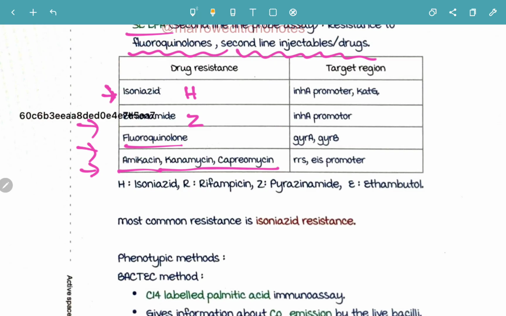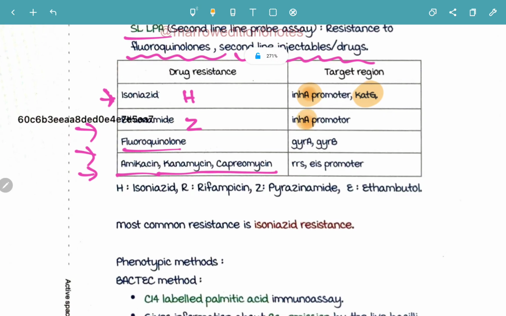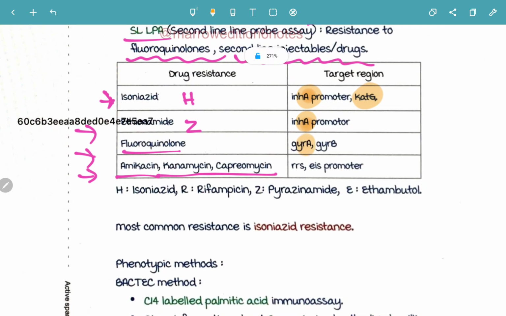So the main genes for isoniazid are going to be the INHA promoter and the KATG gene. Remember, KATG is very important. For pyrazinamide, it's just going to be the PNCA gene. For fluoroquinolone, it's going to be the GYRA gene and the GYRB gene. For amikacin, kanamycin and capreomycin, it's going to be the RRS gene and the EIS promoter gene.